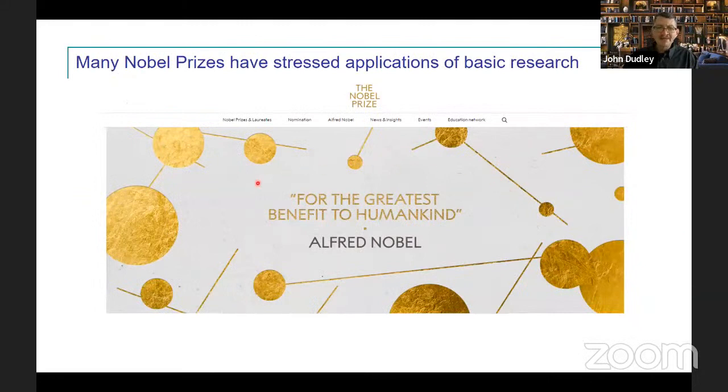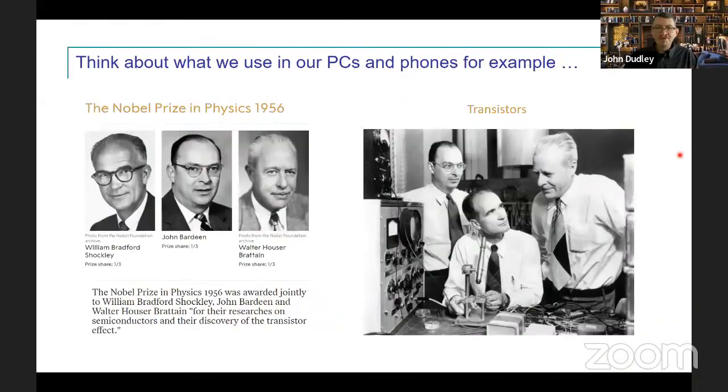So if you go back to the Nobel Prize, the Nobel Prizes are awarded for research that has had benefit. And so it's increasingly common to see awards for basic research that has really had a societal application. Now, this has always been the case. So you go back to the 1950s, and the Nobel Prize was awarded essentially for the discovery of the transistor. And without the transistor, we wouldn't have modern electronics.